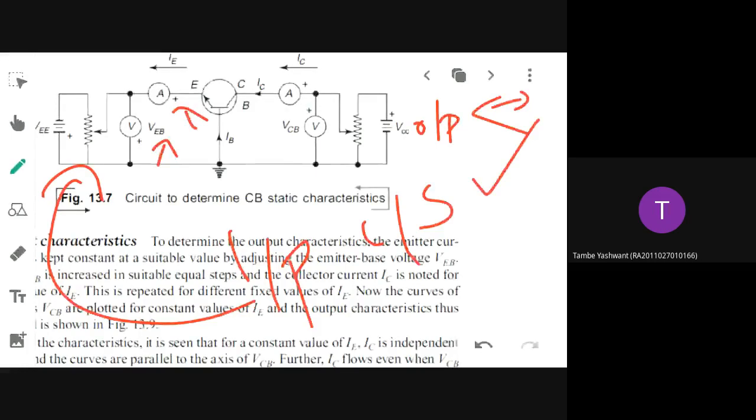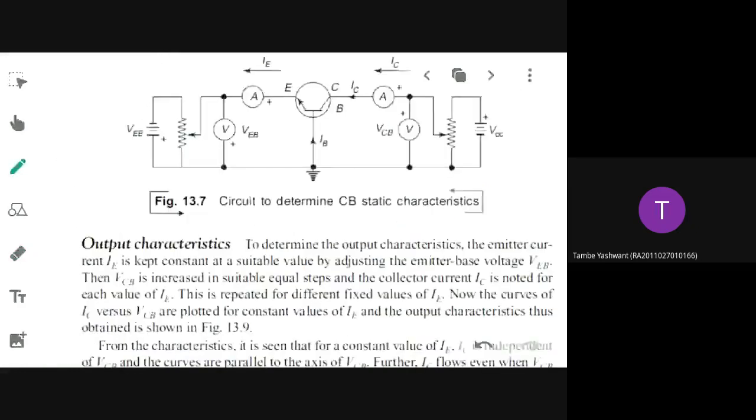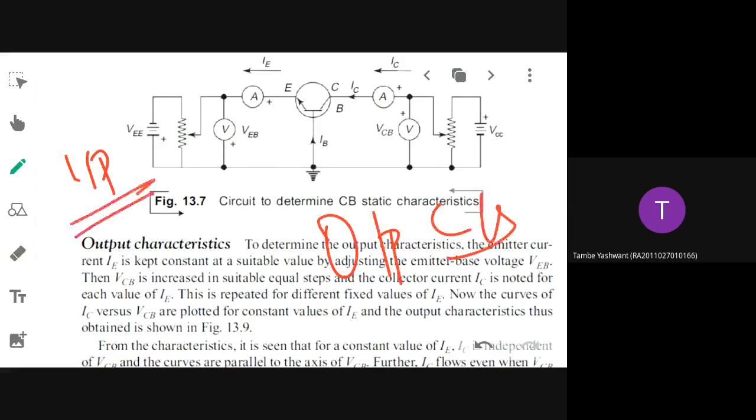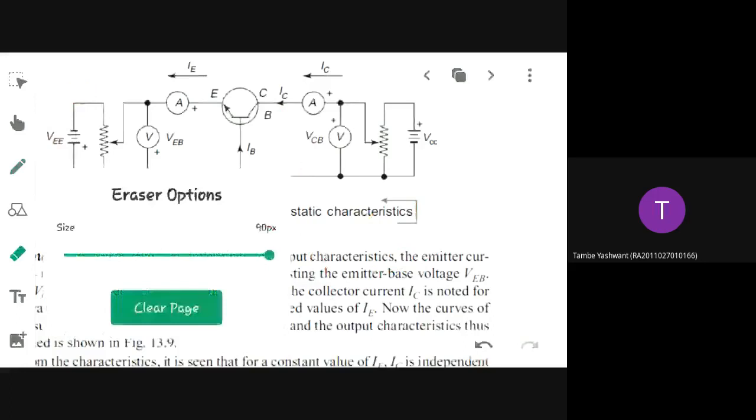Now, for the output characteristics, I will keep the input side parameters constant. Then I will vary the output side parameter and draw the curve between VCB and IC. Thereby I will be able to get an output characteristic. Same way as you did it in the lab.